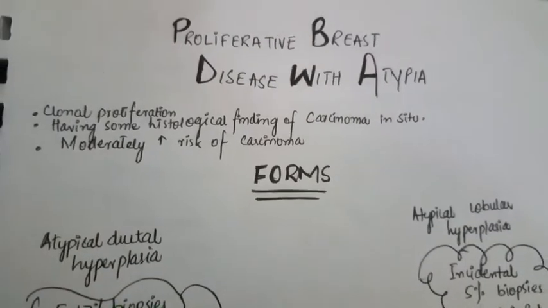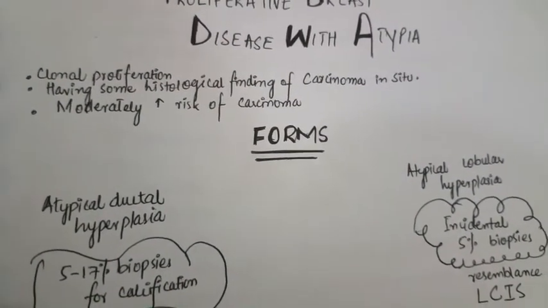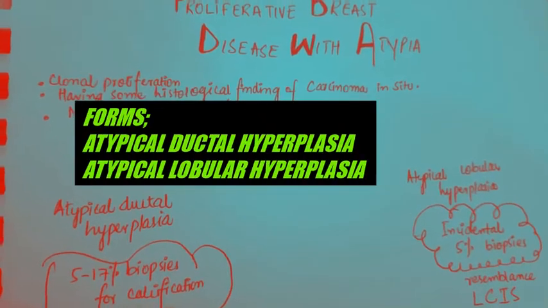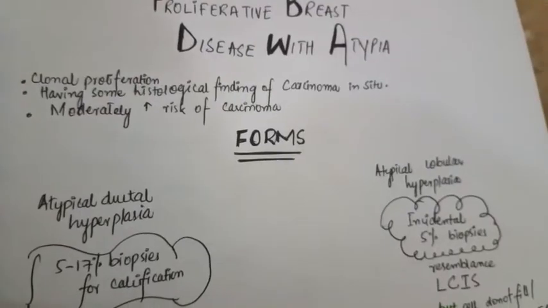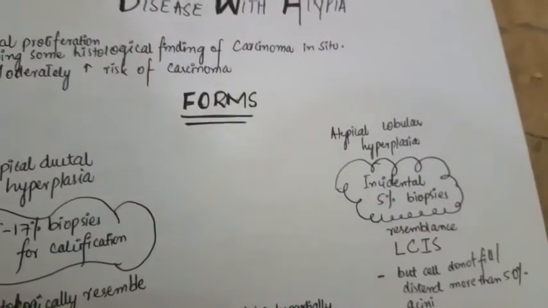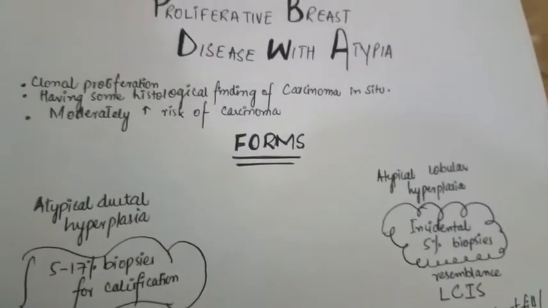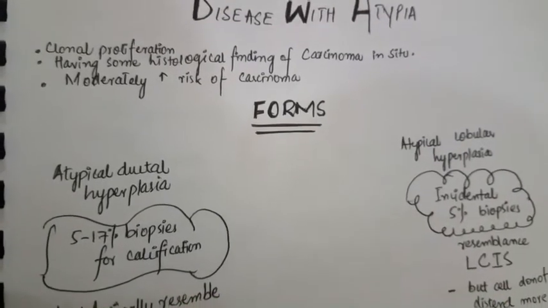Now come to the proliferative breast disease with atypia. It's simply a clonal proliferation having some histological findings of carcinoma in situ. Why is it atypia? It has got nuclear changes, but in proliferative breast disease without atypia, no nuclear changes take place. It moderately increases the risk of carcinoma.